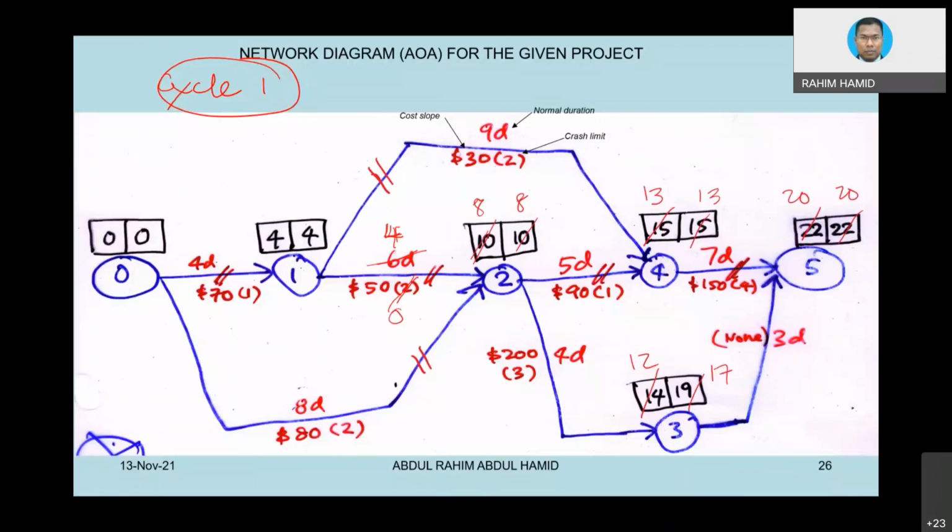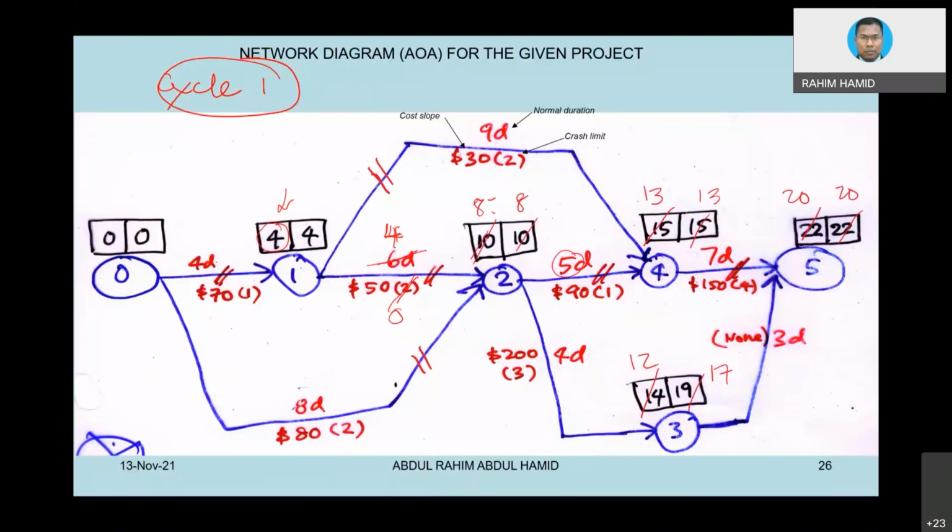So do the calculation as usual. This one is 4 plus 4 equivalent to 8. But you have to look at the bottom of the arrow there. Which activity basically gives the bigger value? It looks like activity 0 plus 8 equivalent to 8. Okay, that should be fine. Then 8 plus 5 here would be 13.